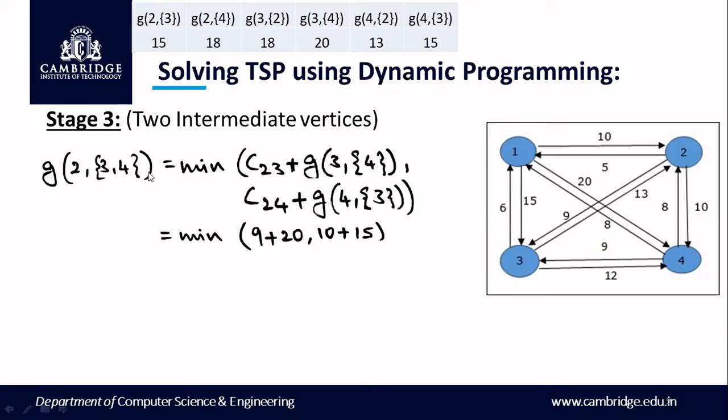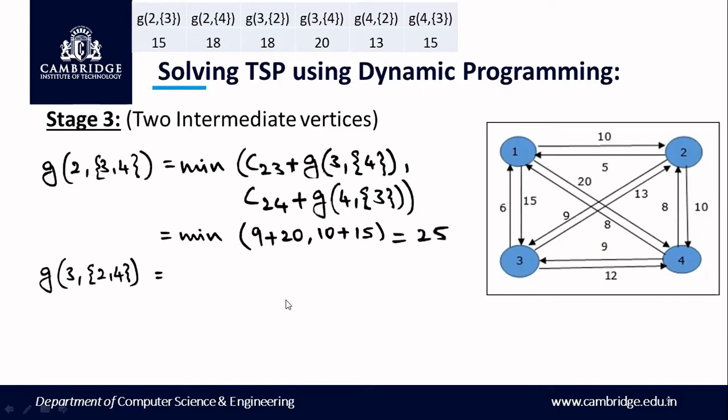In the same way, we can also have another choice wherein we can connect from vertex 2 to vertex 4, that is C of 2 to 4, plus shortest path from 4 via the remaining vertices, that is G of 4 comma set 3. Here we can utilize the already calculated values of G of 3 comma set 4 and G of 4 comma set 3, which are available on the top of this slide, which we have already calculated. In this, we will try to choose the least one.